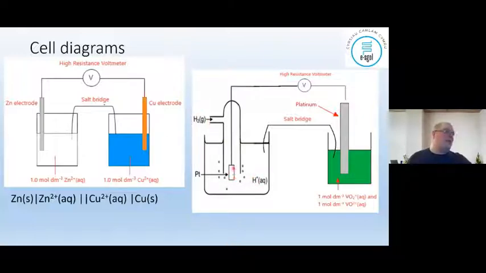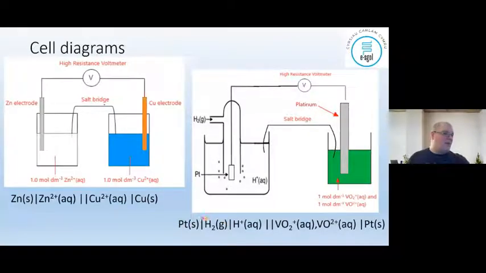But what we need as well for these electrodes is to include the platinum, because the platinum is involved in the electron transfer because it allows the gas and the solution to interface. So we start off with platinum solid, then we have our phase boundary, then we have hydrogen gas, which is our reduced form on the left-hand side, then another phase boundary, then H+ aqueous, which is our oxidized form, then we have our salt bridge.